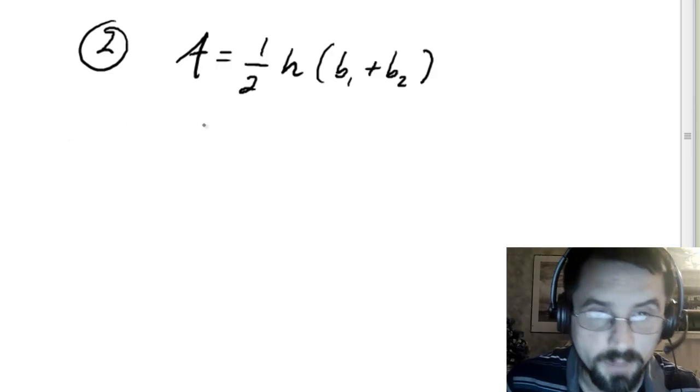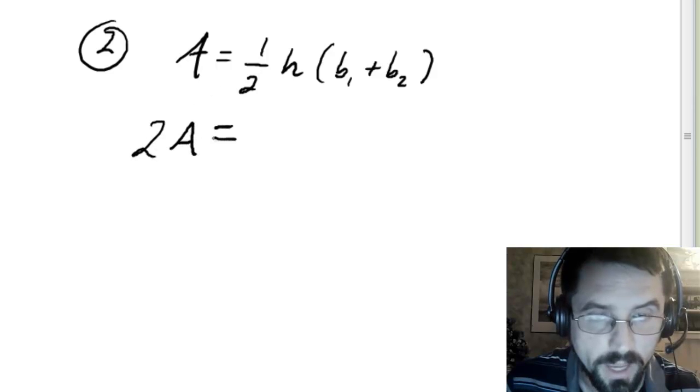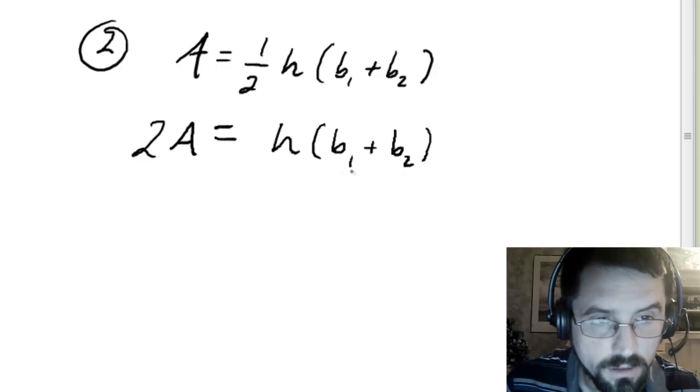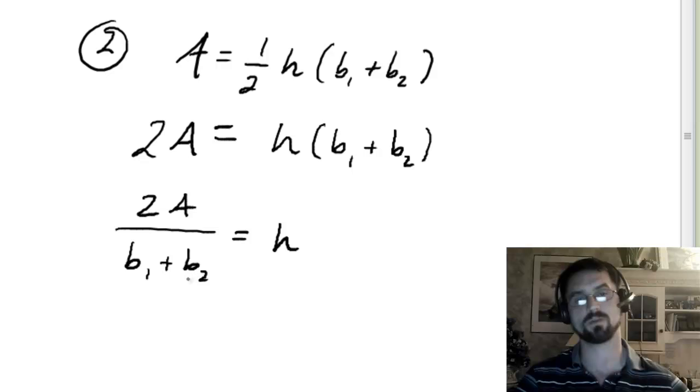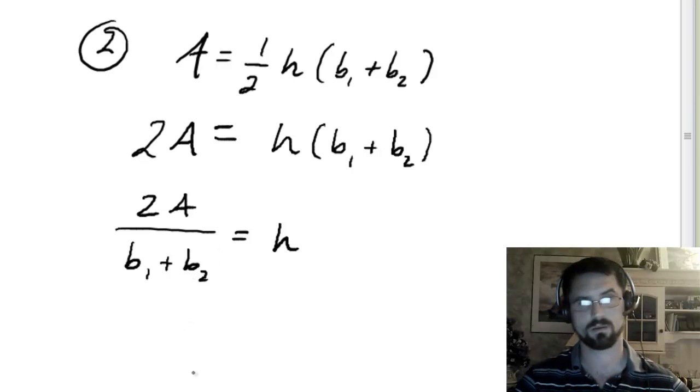It's kind of difficult to see my pen sometimes. There it is. So first thing I'm going to do is double everything, giving me 2a. 2 times 1/2 is 1, so 2a equals h times (b1 plus b2). This quantity is multiplying h, so I can divide both sides by b1 plus b2, and I get that h is 2a divided by the quantity b1 plus b2. So that's our first two. I'm going to scroll down.